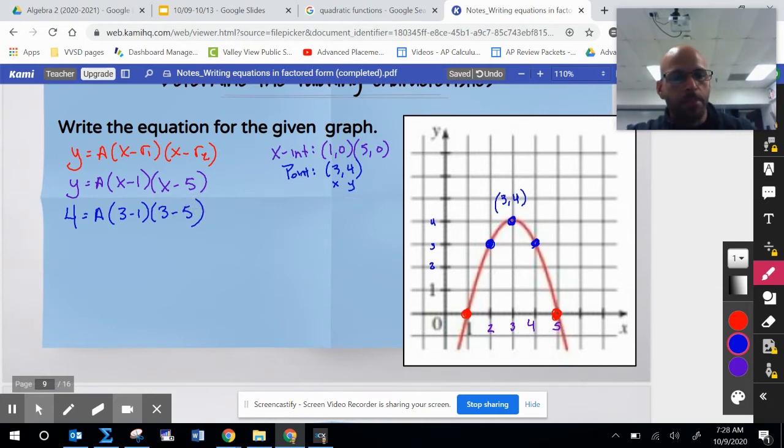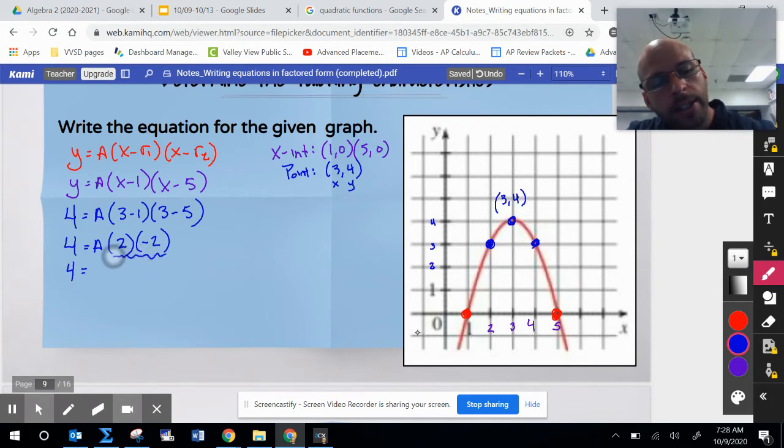So now I'm going to simplify and I'm going to solve. So I'm going to get 4 equals a. 3 minus 1 is 2. 3 minus 5 is a negative 2. And I get 4 equals. Now you can multiply these together. 2 times negative 2 is a negative 4a. Divide the negative 4. And I get a to be a negative 1.